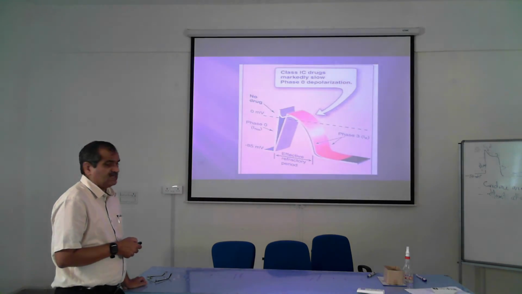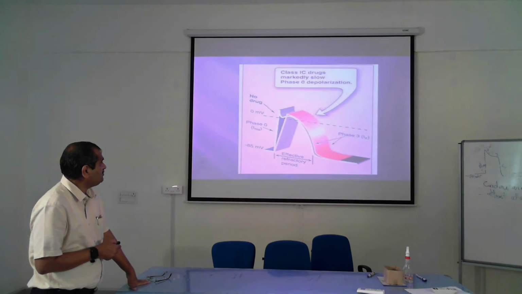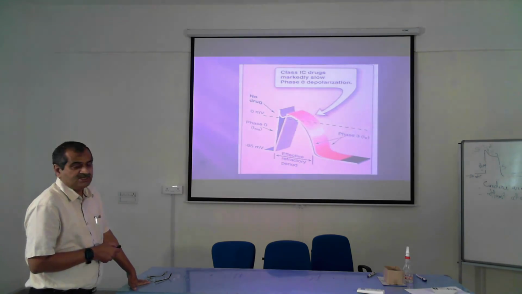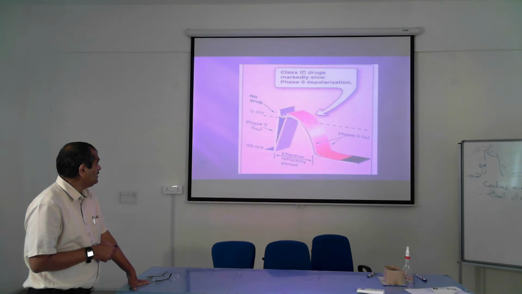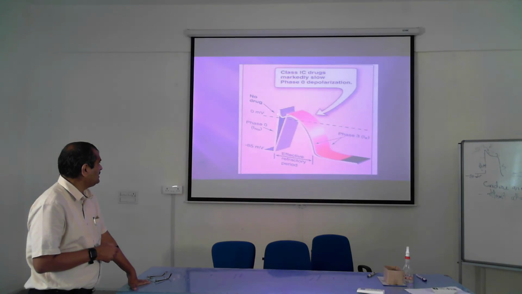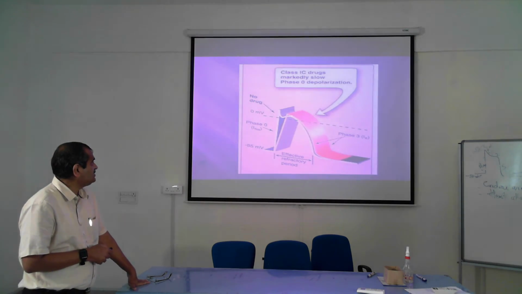So class 1 drugs, how they act: they markedly slow the phase 0 of depolarization. So they are going to decrease the phase 0 of the depolarization. Suppose this is phase 0; when there is no drug, it is very steep, whereas if you administer a drug, then the slope is going to change, especially in phase 0.